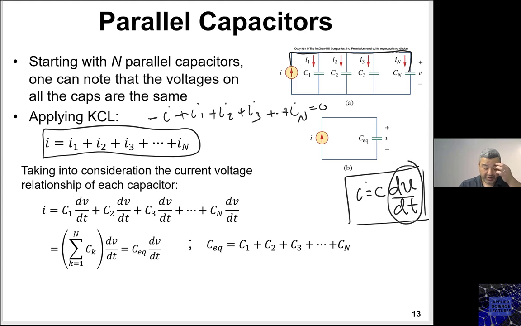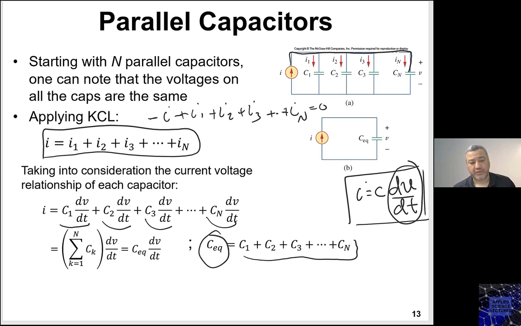So if I substitute now I1 with C1 dV over dt, C2 dV over dt, C3, Cn, the same dV over dt, and I take dV over dt outside, then I will end up with the summation of the capacitance. So I equals C1 plus C2 plus C3 plus Cn times dV over dt, and this is the C equivalent. So this is how we can prove that for capacitors in parallel, the equivalent capacitance is the summation of those capacitors.